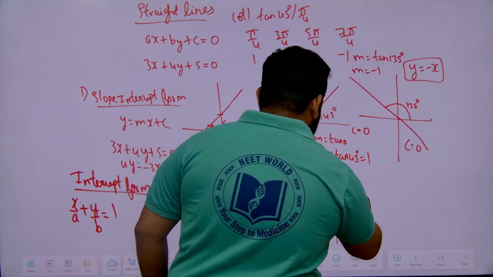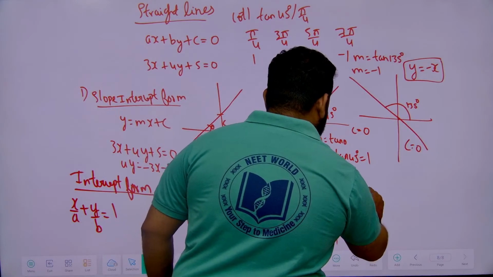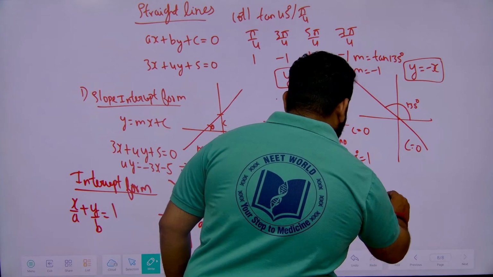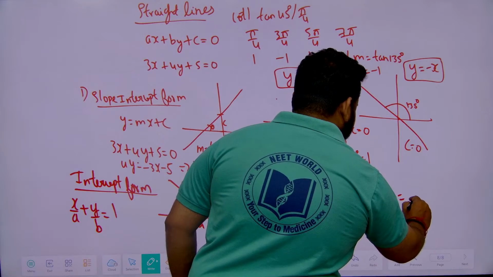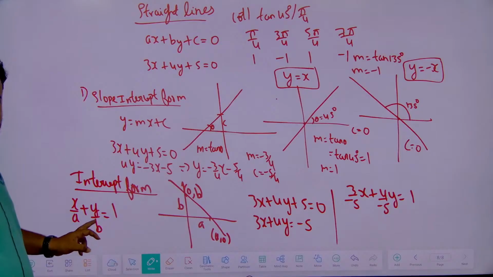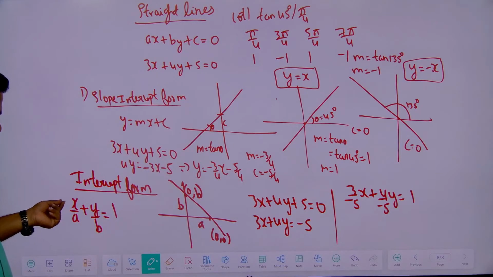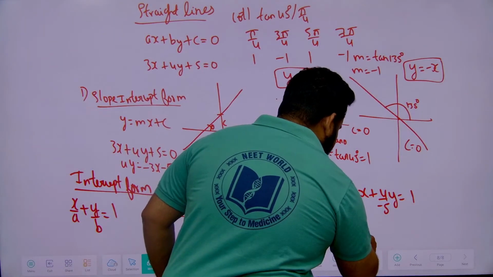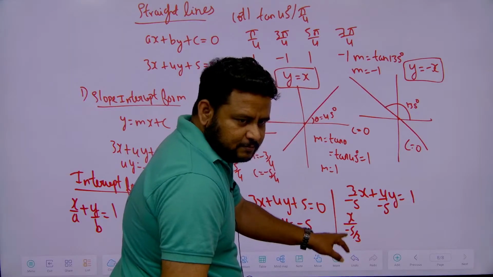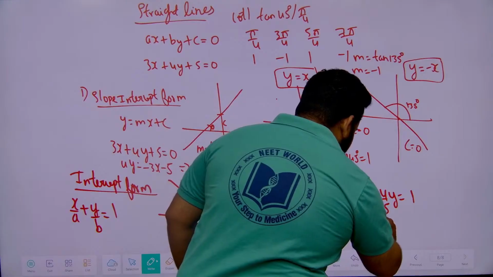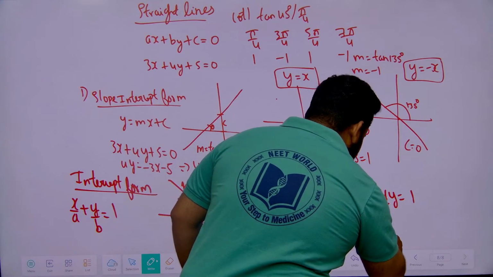This will become 3 by minus 5x plus 4 by minus 5y is equal to what? Minus 5 by minus 5 is 1. But here I am having x by a plus y by b, I am not having any coefficient for x. So I can make this x by, what can I write? Minus 5 by 3. This 3 if I bring down, it becomes x by minus 5 by 3 plus y by minus 5 by 4 is equal to what?